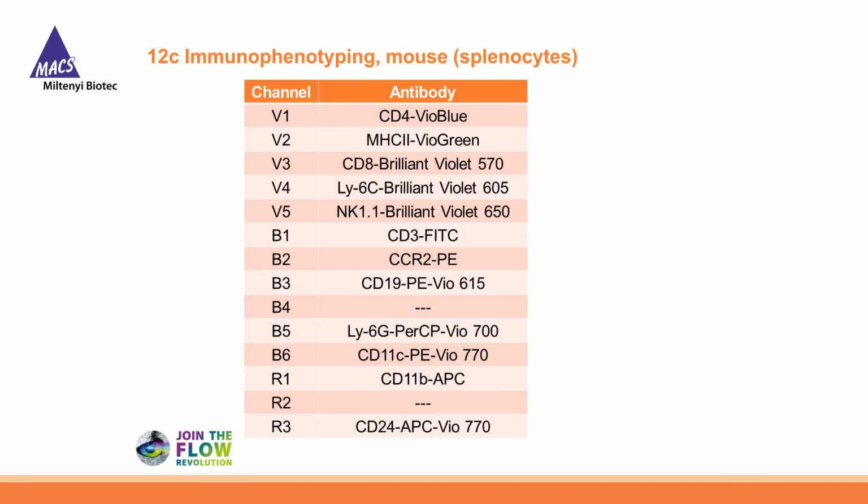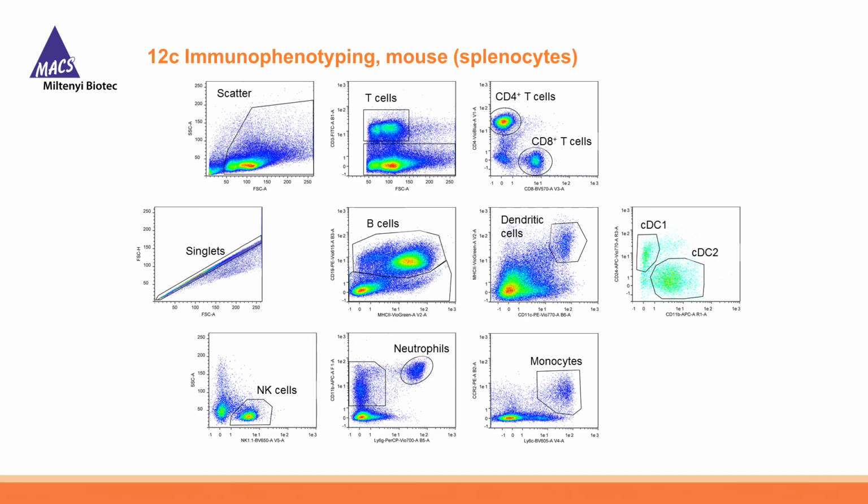The second panel we'll look at is a 12-color immunophenotyping panel of mouse splenocytes. Again, the panel design and information is displayed here and what was shown on the device. In the next slide, we'll look at the gating strategy. Again, we start with singlets, look at a scatter plot, and gate T cells versus the remaining cell populations. We look at CD4 and CD8 subsets shown here.